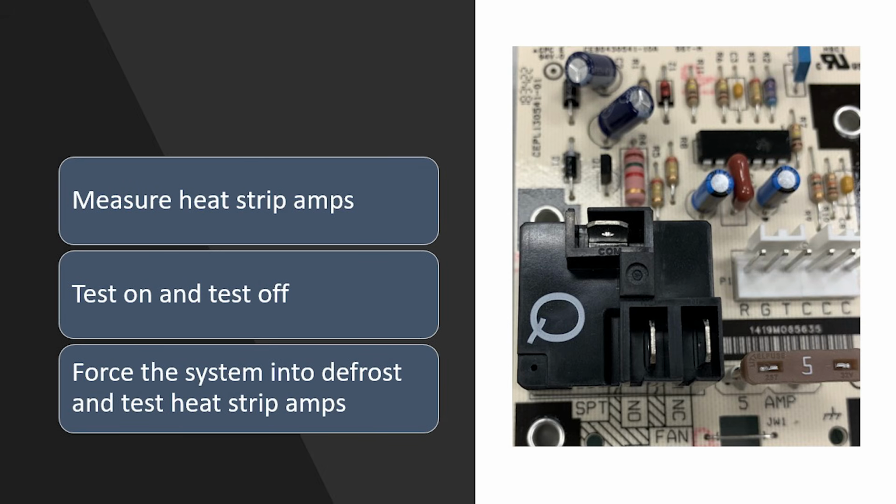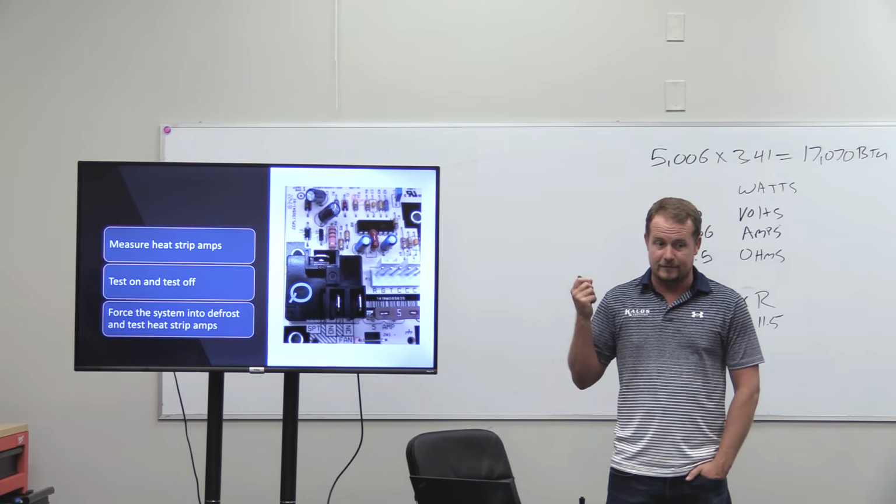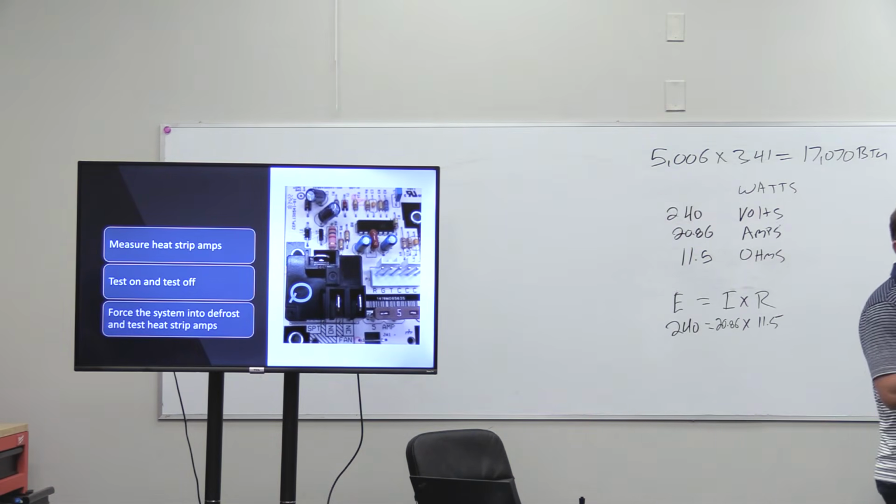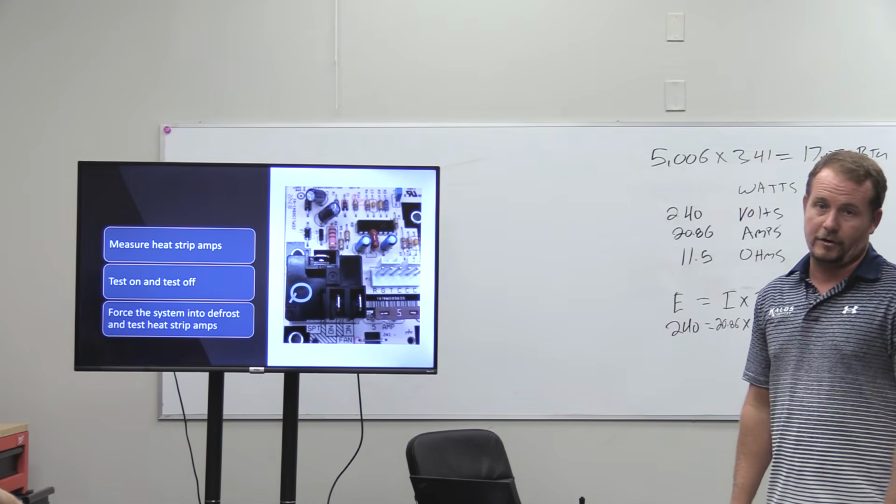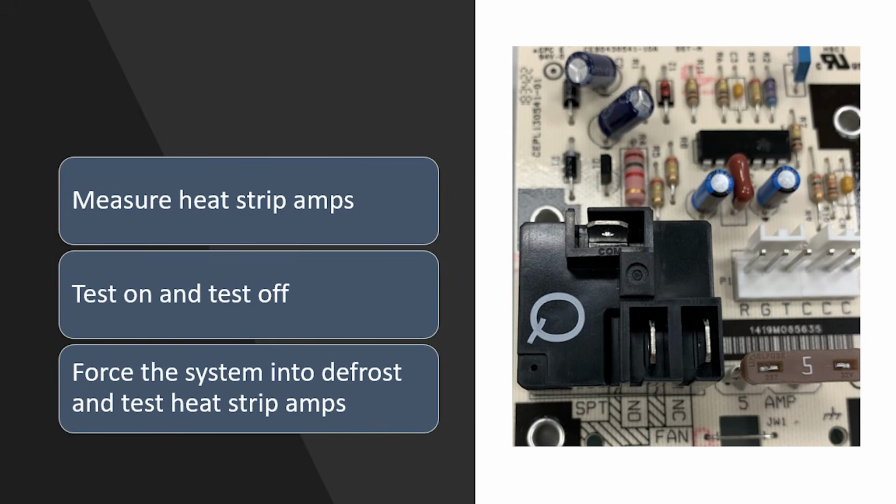You need to measure heat strip amps to make sure heat strips are running. That's how we can tell if they're running, right? You're not going to look at them. So you just clamp onto the black wire that feeds each individual strip, and you're going to measure the current, right? You're also going to test it on and off.